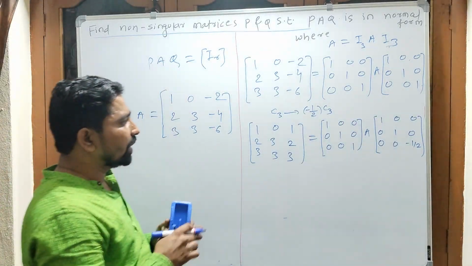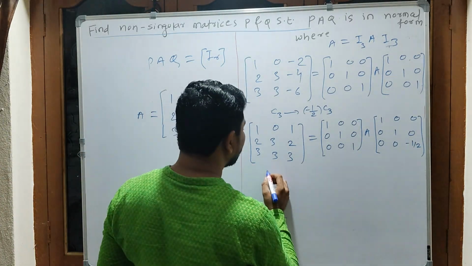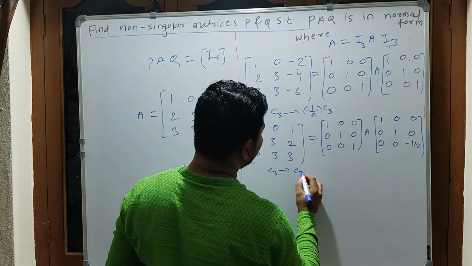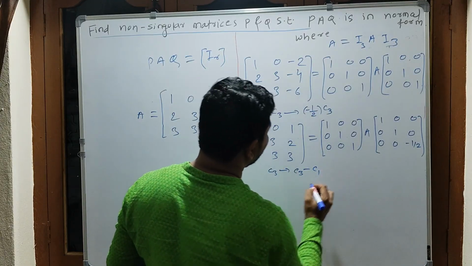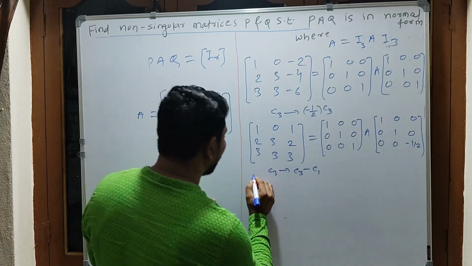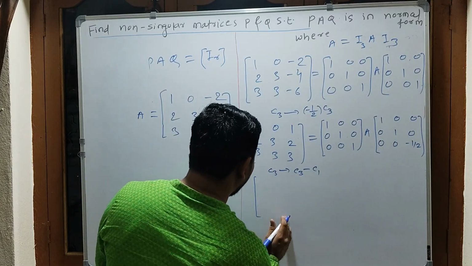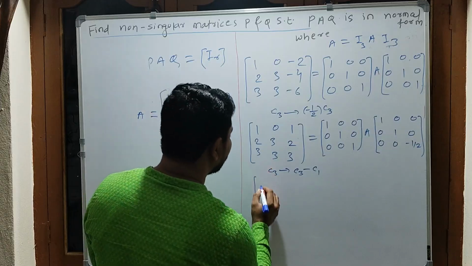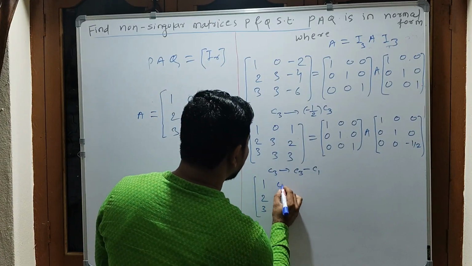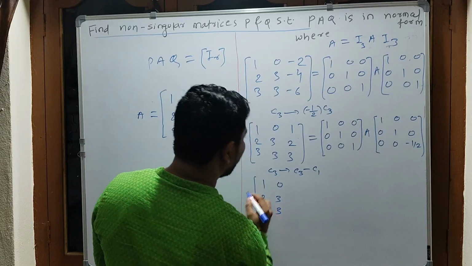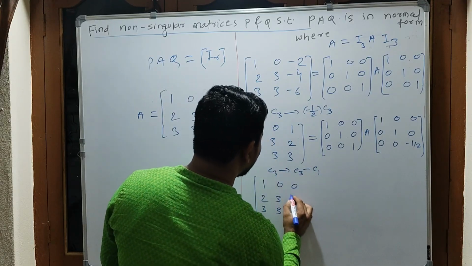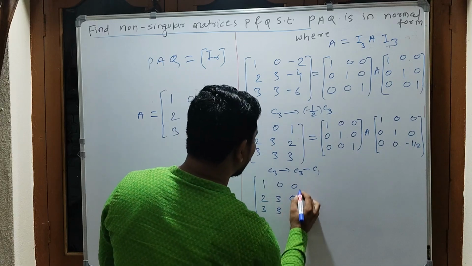Now again I am applying the elementary column operation as C3 changes to C3 minus, let's say, C1. Here this 1 minus 1 is 0, 2 minus 2 is 0, this 3 minus 3 is 0. Then I get the resultant matrix: first column as it is 1, 2, 3, second column 0, 3, 3, and this is 1 minus 1 0, 2 minus 2 0, 3 minus 3 0.